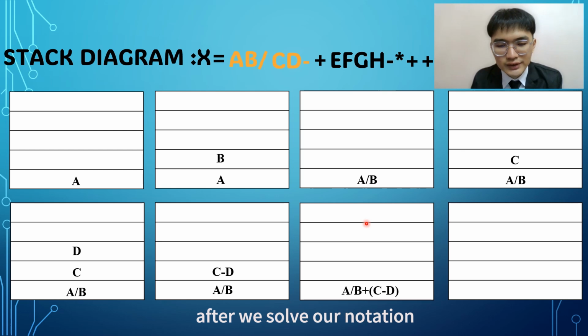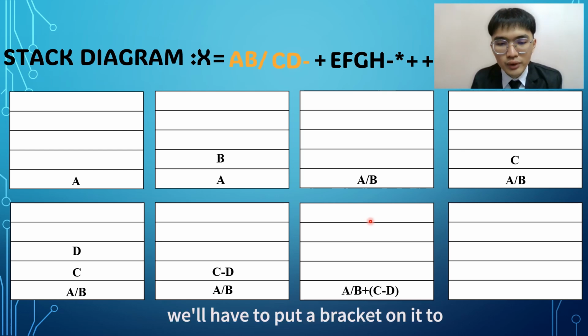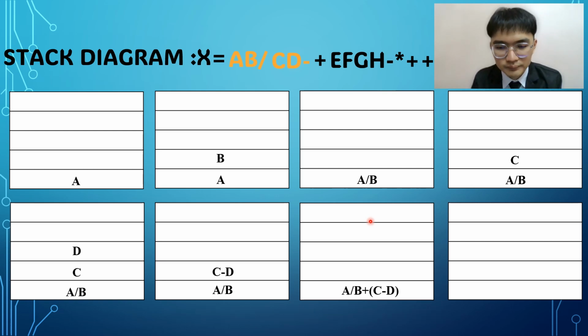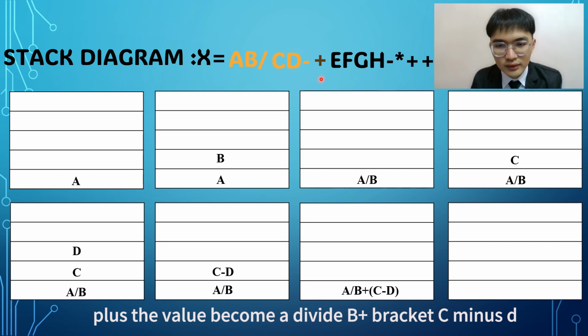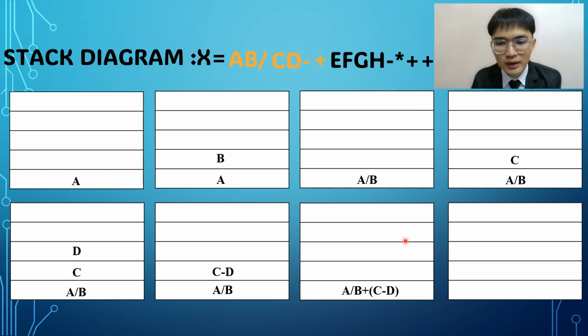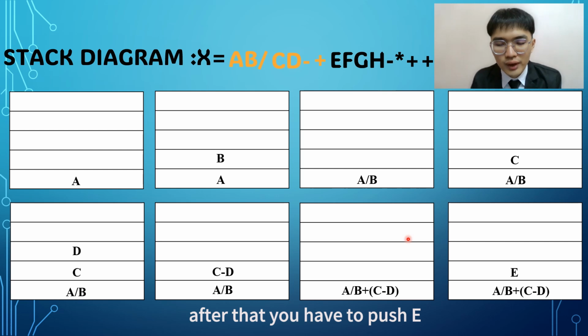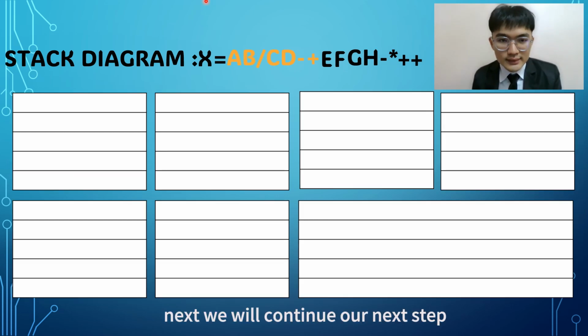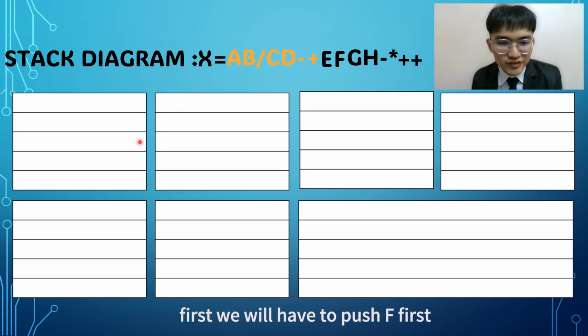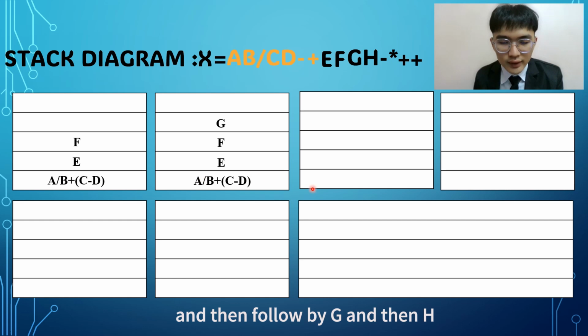After we solve a notation, we put a bracket around it to make it easier to get the answer. So after we push the plus, the value becomes A divide B plus bracket C minus D. After that, you have to push E. Next, we will continue to the next step. First we push F, followed by G, and then H.